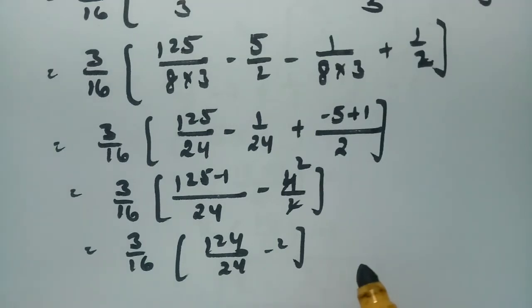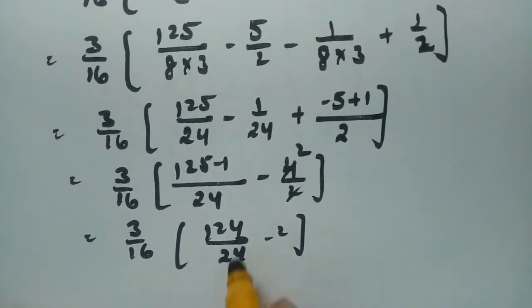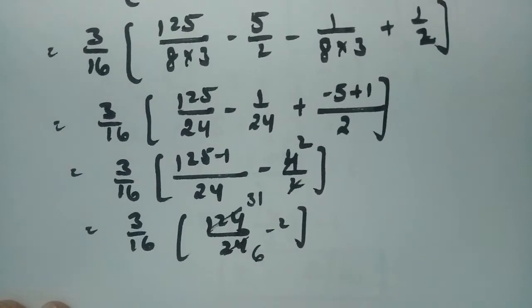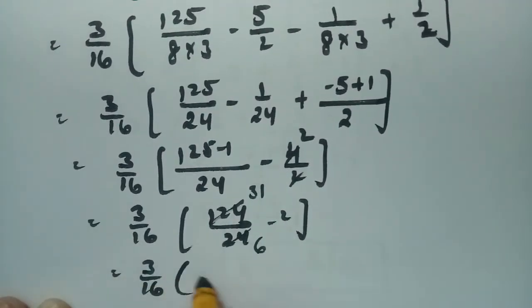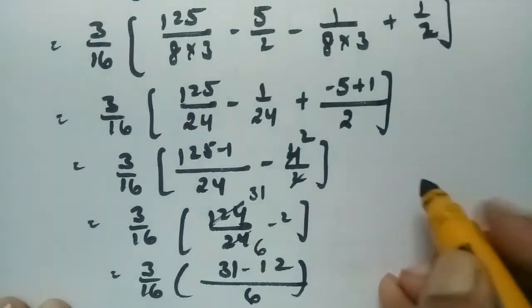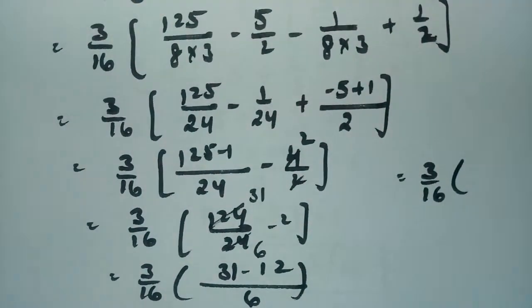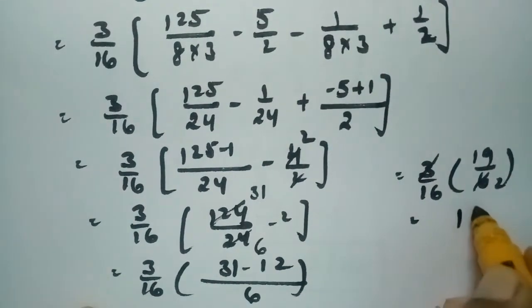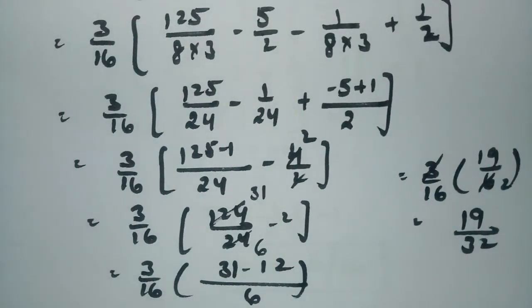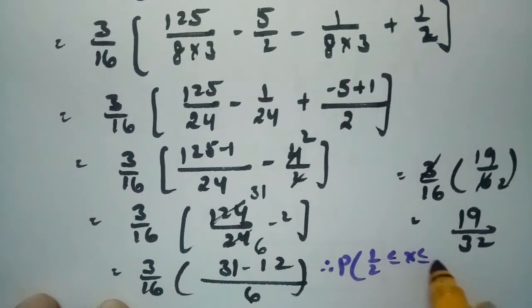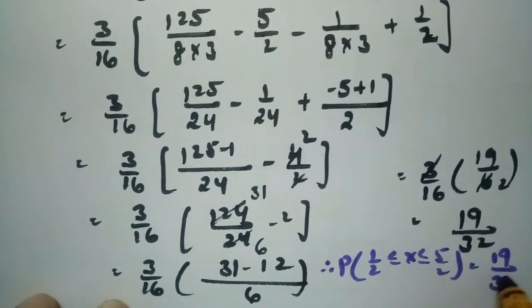And now we need to cancel this one. So this in 4 table, 4 threes are 12 and 4 sixes are 24, and this is 31 by 6. So this will be 3 by 16 times, if I take 6 as LCM, this is 31 minus the value here is 12. So this will be 3 by 16 times 19 by 6. So if I cancel in 3 table, the value here is 19 by 32. And so this is the value, that is therefore the probability when x lies between half and 5 by 2, the value is nothing but 19 by 32.